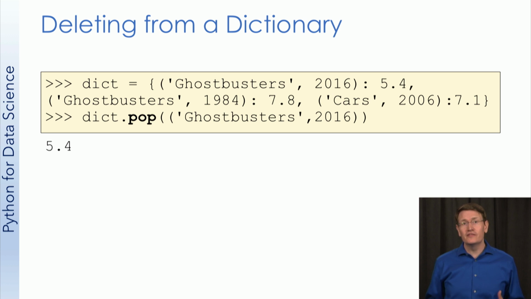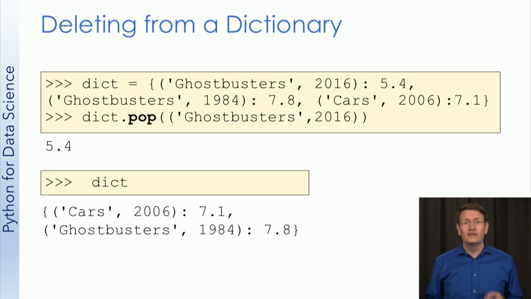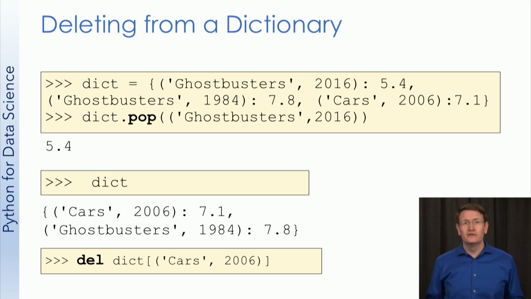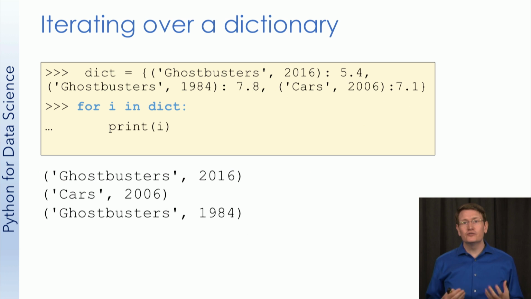It'll also mutate the data structure, so there's no longer the key in the dictionary for the value that you just popped. If we check, the dictionary no longer has the movie we just popped. You can also use the del command to remove a key value pair if you don't care about getting the value back.